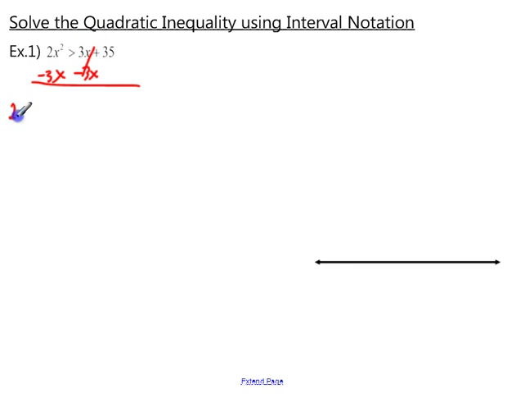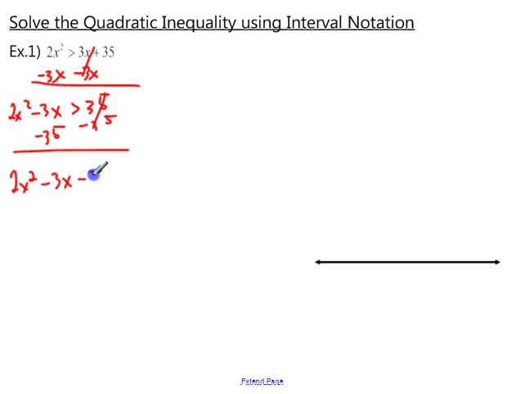So we have 2x squared minus 3x is greater than 35. And then we need to move the 35, so subtract that from both sides. And then we get 2x squared minus 3x minus 35 is greater than 0. Then our next step is to find the x-intercepts. So again, we're going to either factor or use the quadratic formula.